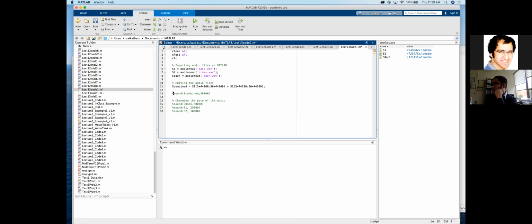The play of the music happens through here. So let's run this. To give you a certain sense of how the mixture looks like, let's comment this line and let's just listen to the line on the drums.